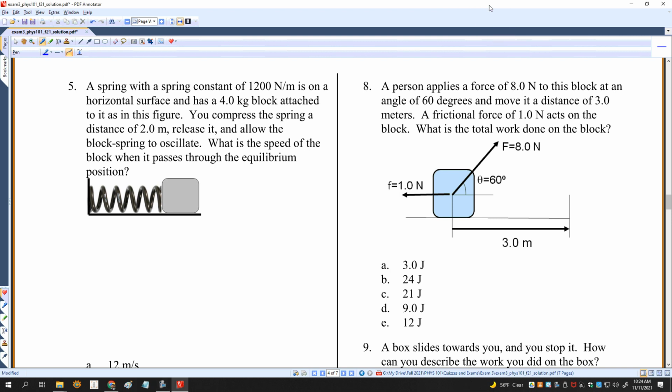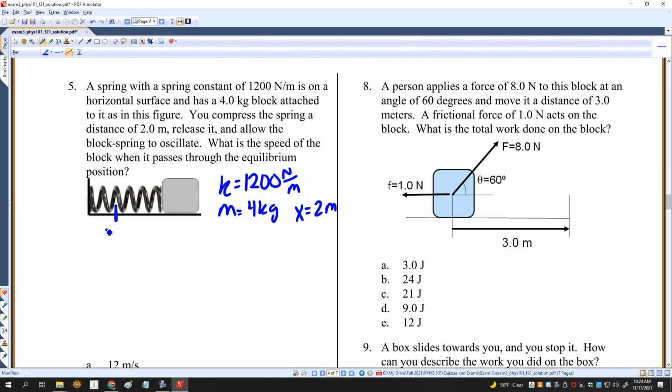Okay, number 5. I have a spring with a spring constant of 1200 newtons per meter, so k is equal to 1200. It's on a horizontal surface, has a mass equal to 4 kilograms. And you compress the spring a distance of 2 meters, so x is equal to 2 meters, and you allow it to oscillate going back and forth. I want to know what is the speed of the block when it goes through the equilibrium position.